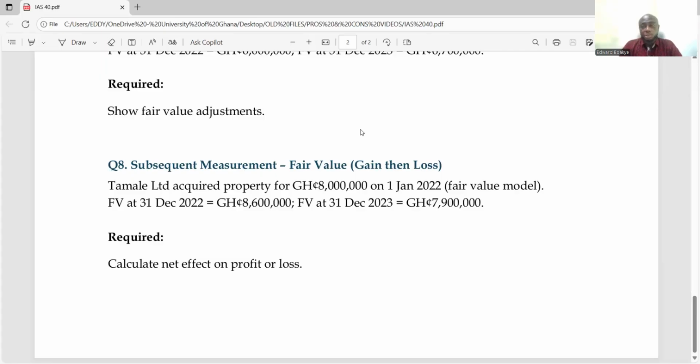So this shows that investment property, IAS 40, is something easy that we should be able to do. So if you look from IAS 16 to IAS 40, you can even see that 40 is very simple as compared to IAS 16.